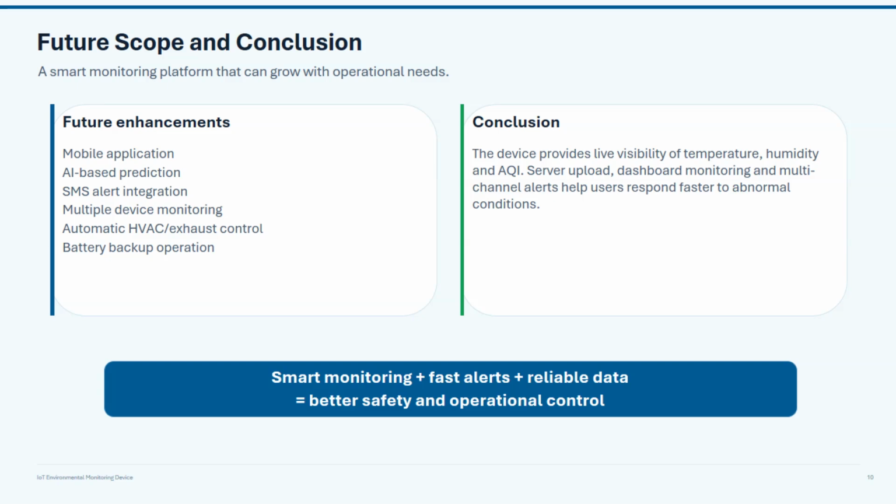Planned enhancements include a mobile app, AI-based prediction, SMS alerts, multiple device monitoring, automatic HVAC control, and battery backup. This device delivers live visibility and fast alerts, empowering users with smart monitoring and reliable data for improved safety and control.